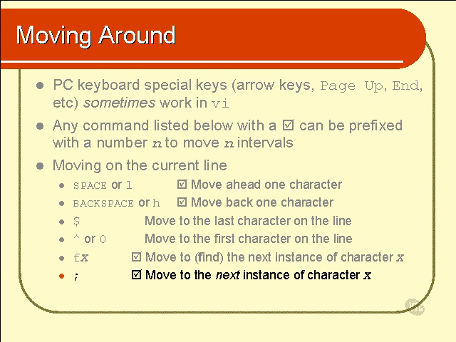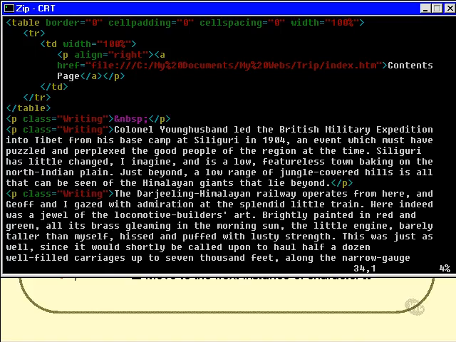I'll show you that. And so I wanted to find all the N's on this line. I can type in Fn, and it takes me to the next N. And now, instead of typing F anything, I'll just type semicolon. So semicolon, semicolon, semicolon, semicolon, semicolon, semicolon, and there's no more.